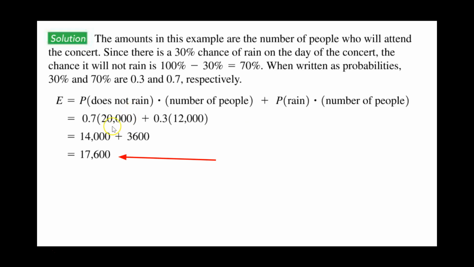So remember, if it does not rain, we know 20,000 people are going to show up, and then we're going to multiply by 0.7. So where do you think the 0.7 came from? Remember, the meteorologist says there's a 30% chance that it will rain. Well, if it's a 30% chance that it will rain, it's probably a 70% chance it will not rain. So the 70% not rain goes with the people, that's all the people, the 20,000 that said they would attend if it was not raining.